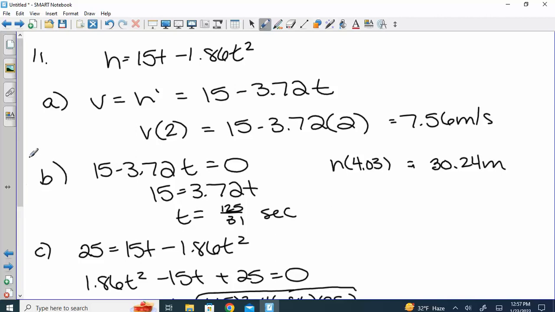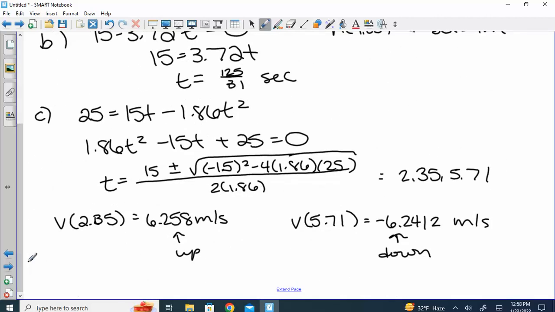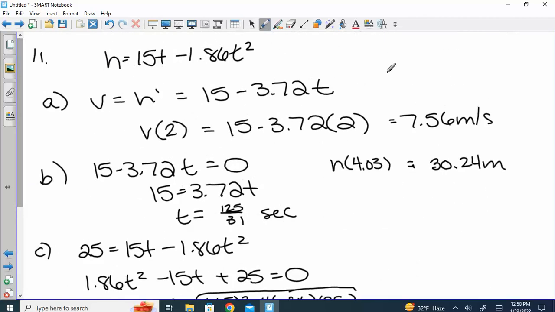Where did you get 5.71? When you did the plus. Oh, plus and minus. So two different answers. So acceleration will be the second derivative. And if you do this derivative, you just get a negative 3.72 for part E.